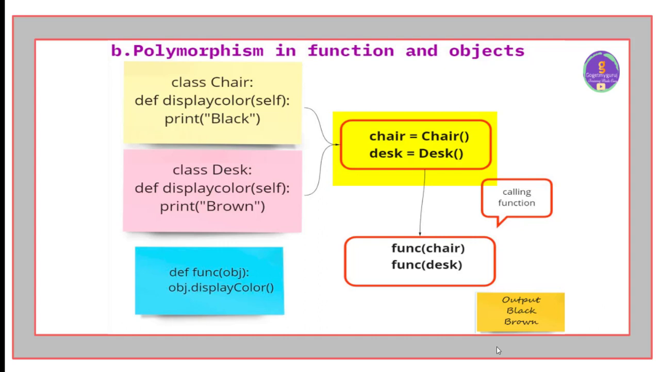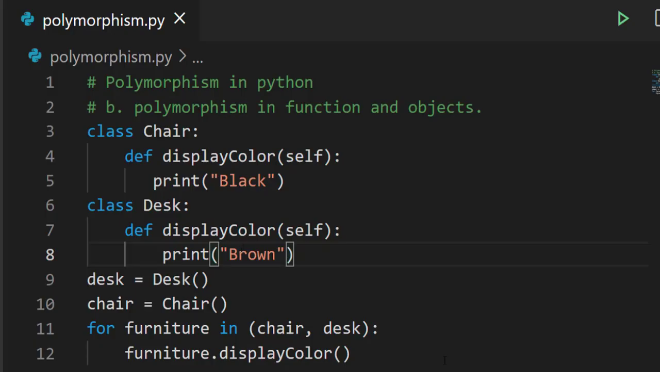Then create a function called function which will take an object, which we will name obj. Through this obj, any instantiated object will be able to be passed into this function, that is function chair and function desk. After running this, we'll get the same output, that is black and brown. Let's demonstrate this also in VS Code. Instead of writing new code, I am just doing a slight modification in this code.